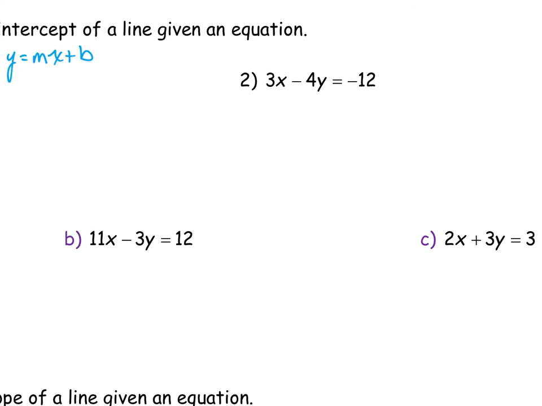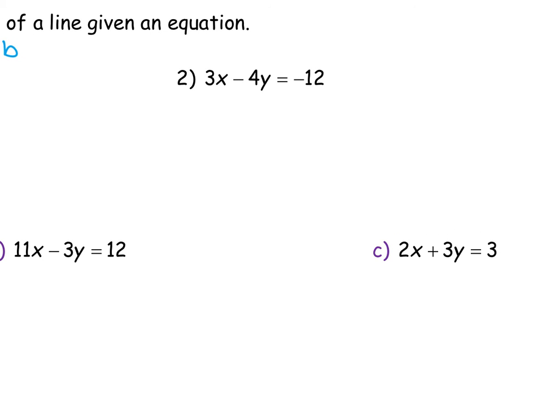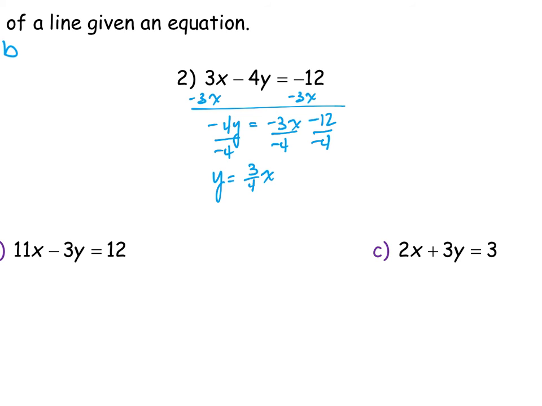Is number 2 in that form? No. So what do I have to do? I have to get the y by itself. So I'm going to subtract 3x, and I get negative 4y equals negative 3x minus 12. And then what am I going to do? Divide by negative 4, everywhere. So I get y equals 3 fourths x plus 3. So what's my y-intercept? 3. Done. Question?